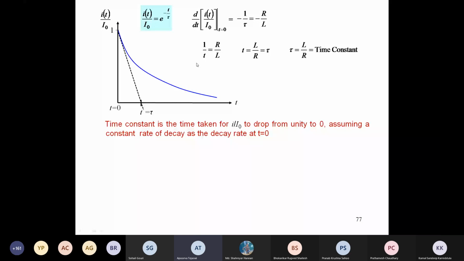So take down the definition of time constant: the time taken for I by I naught to drop from unity to 0, assuming a constant rate of decay equal to the decay rate at t equal to 0.